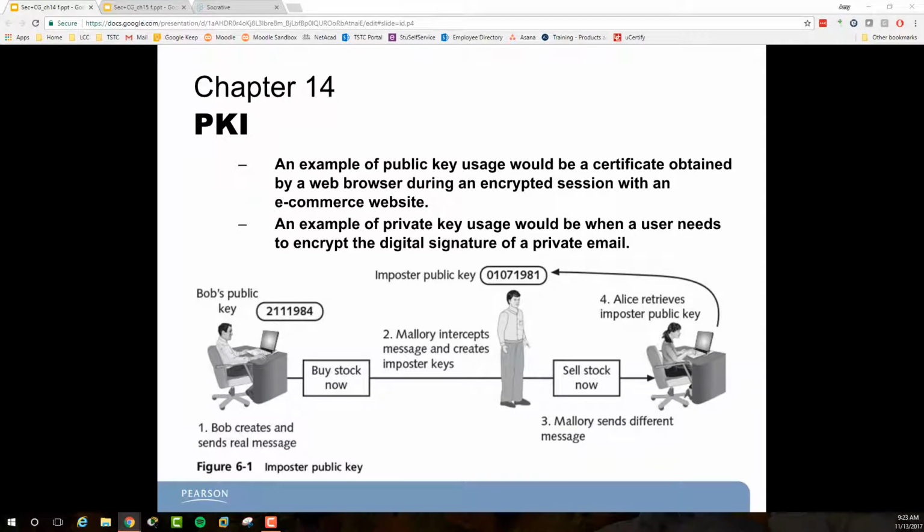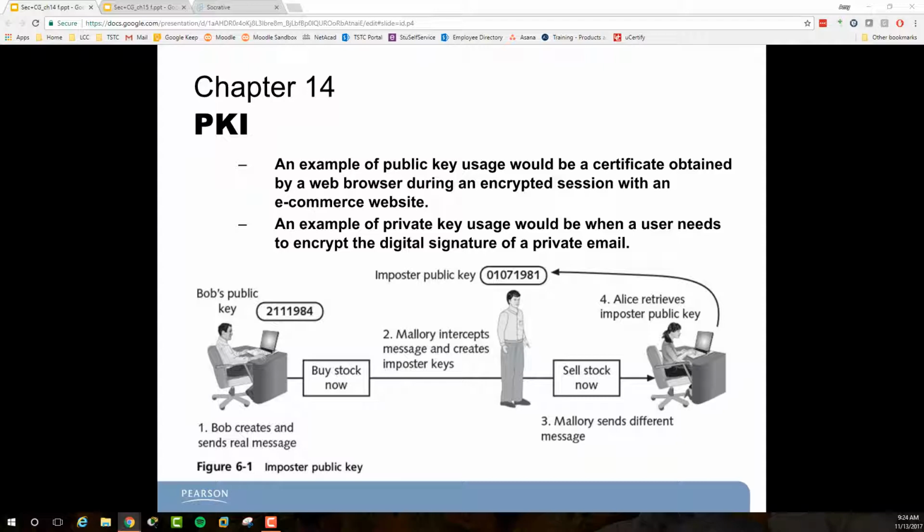So here's an example of kind of what those things look like. Bob over on the left is going to create and send a message that says buy stock now. He's got a public key attached to that. Mallory's going to intercept the message and create an imposter key, which is going to end up sending a different message. Alice is going to receive it. She's going to see that now it says to sell stock, but she's going to look at the public key and know that it's different from Bob's public key, so she knows that the message has been compromised. So that's like a classic man-in-the-middle attack.